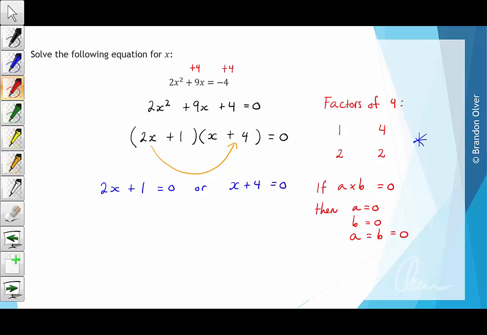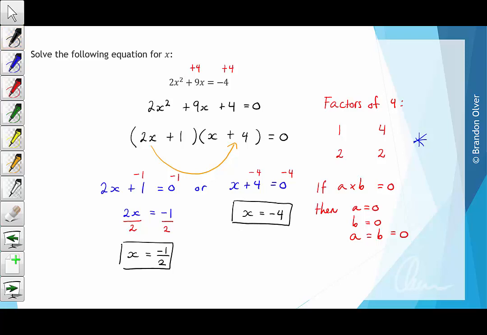So for the first one, if we subtract 1, we get 2x equals negative 1, and then divide by the coefficient of x, so divide by 2, and we get x is equal to negative 1/2. For the second one, we just need to subtract 4 from both sides, and that will give us x equals minus 4. So the solutions for the quadratic 2x squared plus 9x equals negative 4 are x equals negative 1/2 and x equals negative 4.